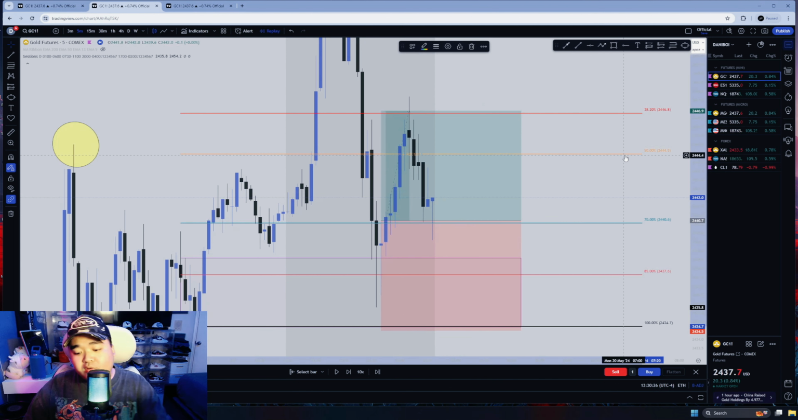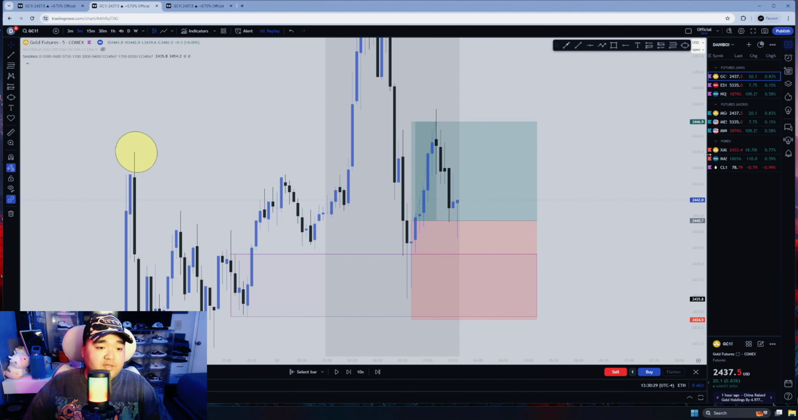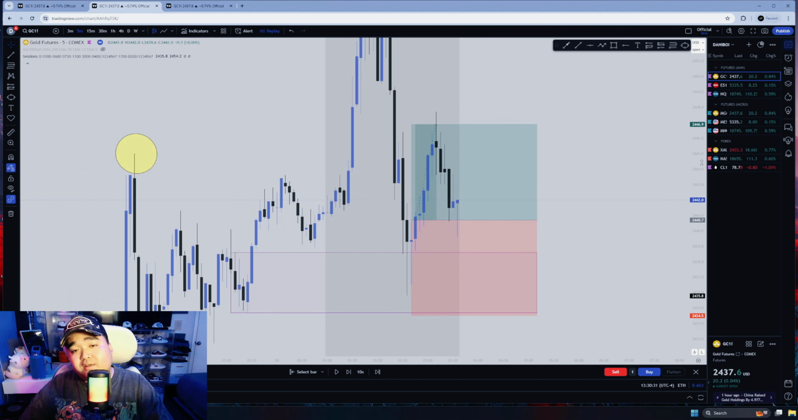So if you guys see setups where there's a zone right underneath the zone that you have marked up, pull out the fib and see where the retracement could go to, okay? Because ideally you want price to keep coming back so that you could get in at the best price possible, okay?